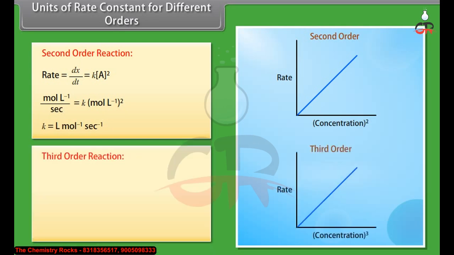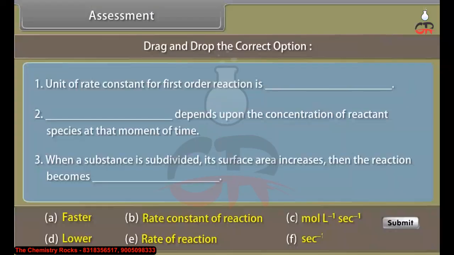Third order reaction. Rate is equal to dx by dt, which is equal to the product of K and A raised to the power 3. Thus, the units of rate constant for third order reaction are liter square per mole square per second.